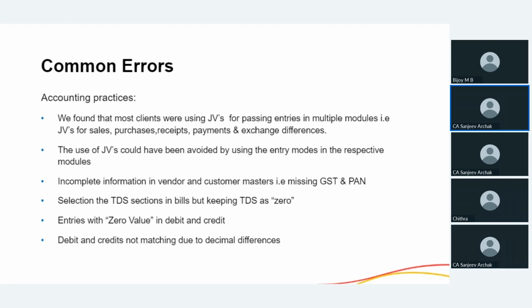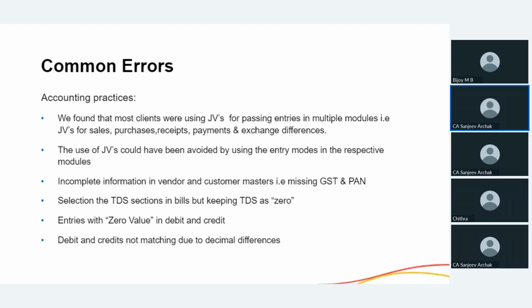And then what we genuinely feel is that using a cloud-based software, you can avoid using JVs across modules. There are other easier methods of entry which are available to you. A lot of the errors that we encountered when we moved the vendor and customer masters were relating to something as basic as missing GST numbers, missing PAN numbers. These were a real hindrance when we got around to migrating the actual transactions.